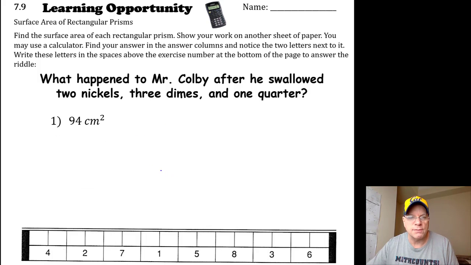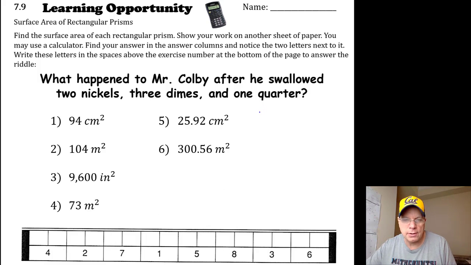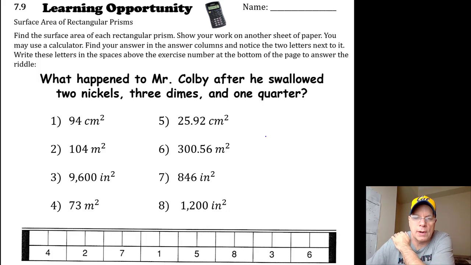Number 1 was 94 centimeters squared. 2 is 104 meters squared. 3 is 9,600 inches squared. 4 is 73 meters squared. 5 is 25 and 92 hundredths centimeters squared. 6 is 356 hundredths meters squared. 7 is 846 inches squared. And the surface area for number 8 is 1,200 inches squared.